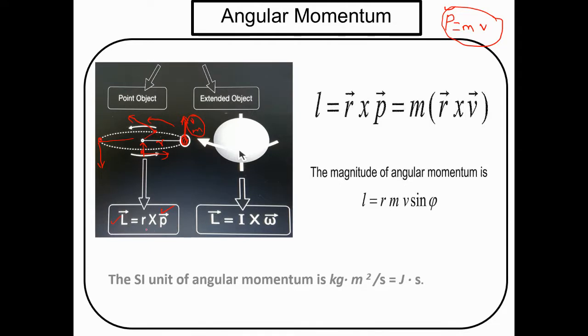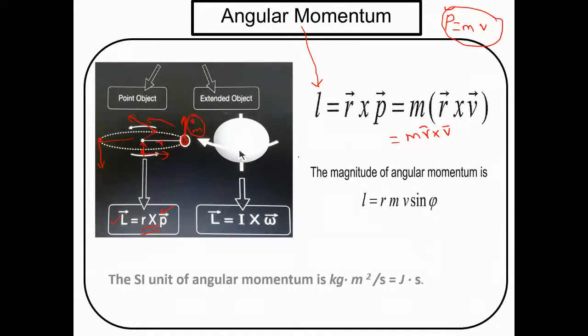Understand, brother? So how can I write this? I can write R cross P as R cross mV. M is a constant, so I take it outside. I can write m R cross V. Clear? What does L mean here? L is called the angular momentum.